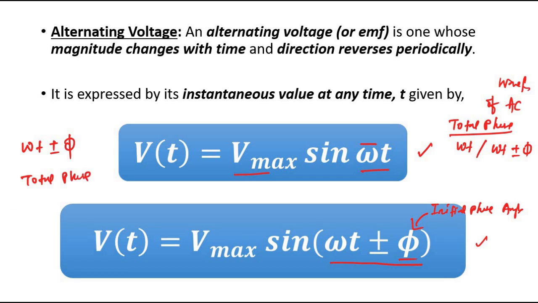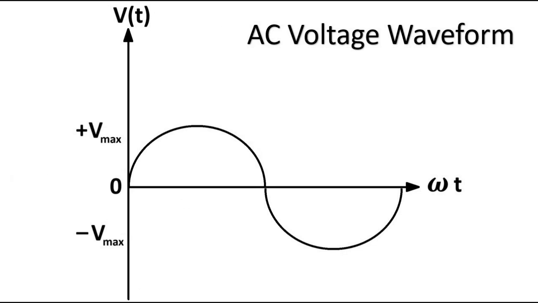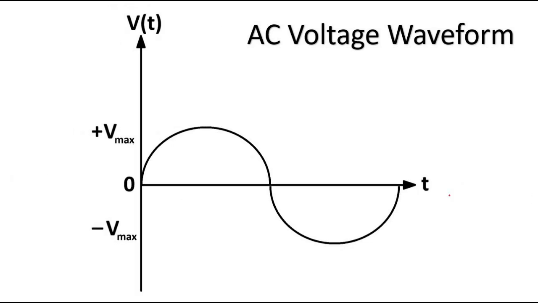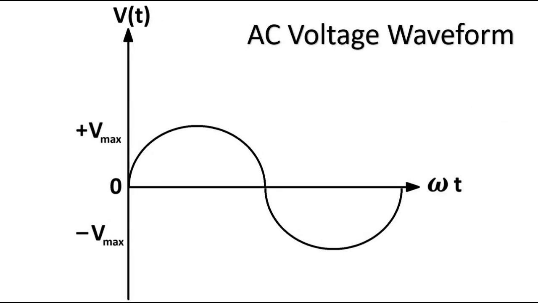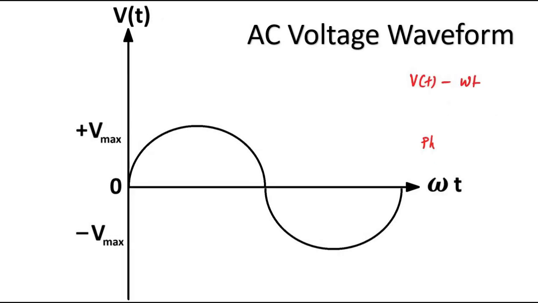Also I told you there are two ways to draw the waveforms. One is with respect to only time, Vt versus t, and another way is Vt versus omega t. Here it is the time in seconds. Here it is phase, omega t is the phase in terms of radians or degrees. So for this we'll use omega t.